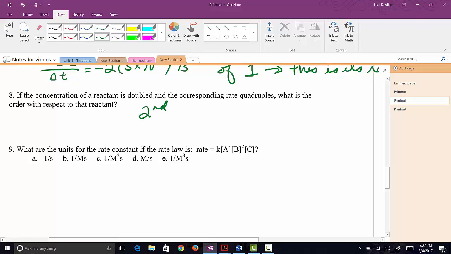All right, this one asks what are the units of the rate constant if the rate is, so here I have molarity times molarity squared times molarity. Put all that together, I've got molarity to the fourth. So my k unit, first off, has to include time, and it has to cancel all but one of my molarities. So it's going to be 1 over seconds molarity cubed. So option E.